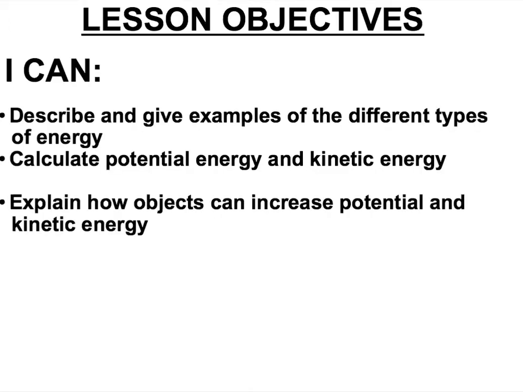What I want you to be able to do when you're done is to be able to describe and give examples of the different types of energy. You're going to learn about 6 different types of energy. We're going to use math formulas to calculate 2 types of energy called potential energy and kinetic energy. And I want you to be able to explain how objects can change their potential and kinetic energy.